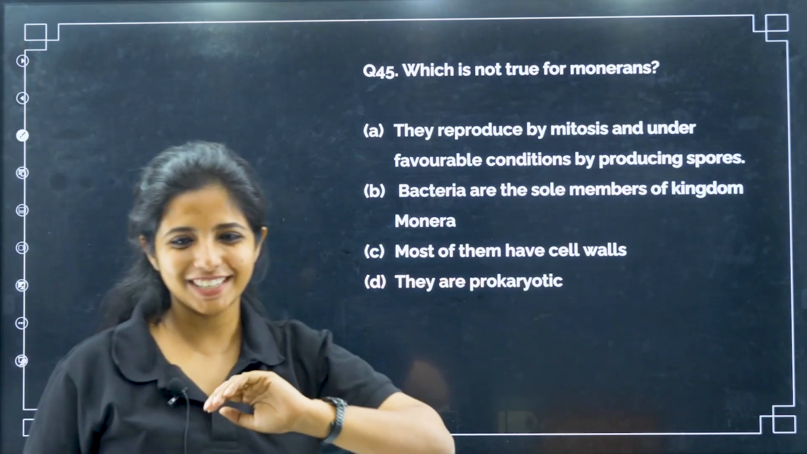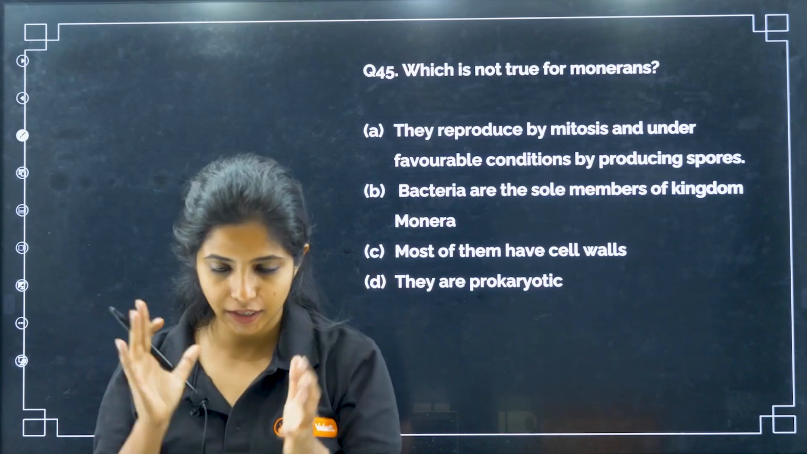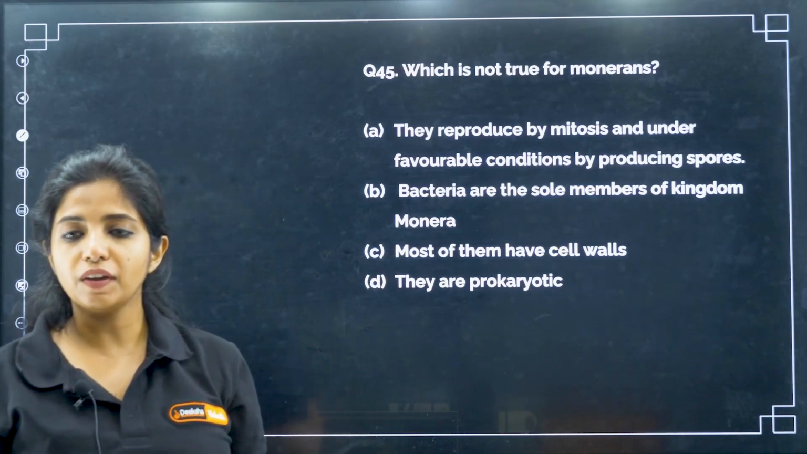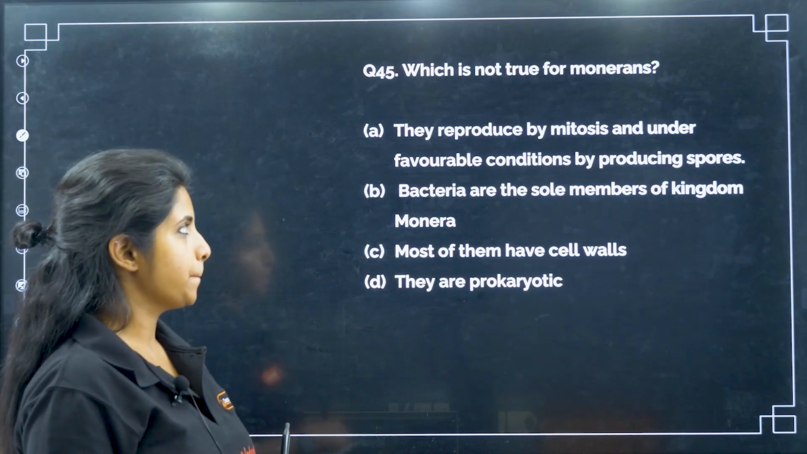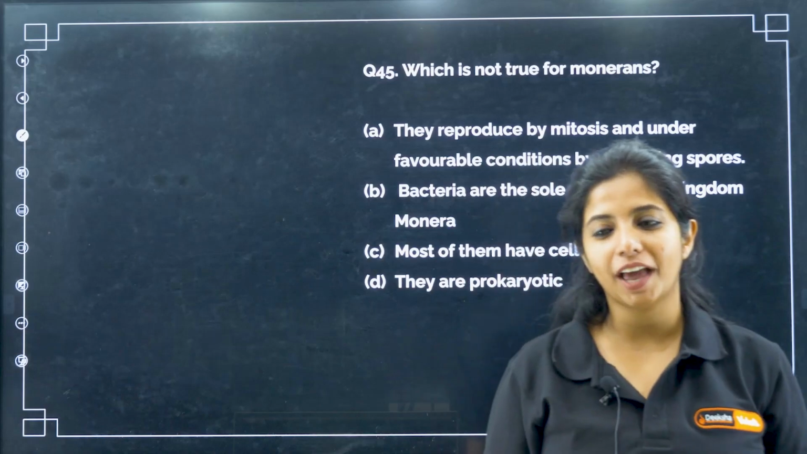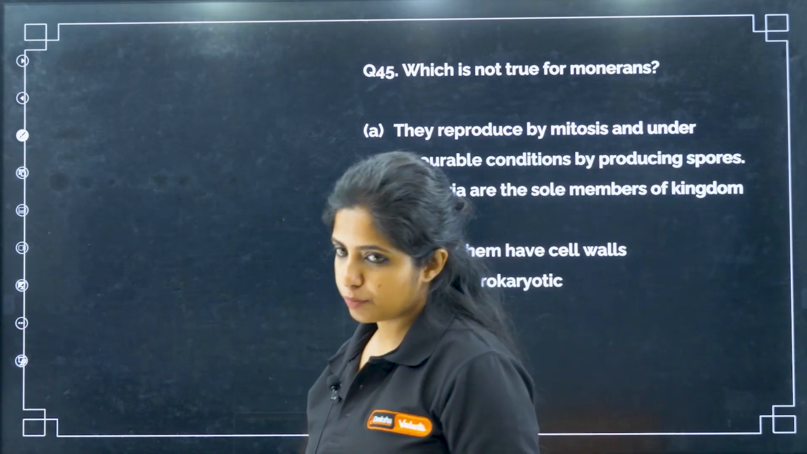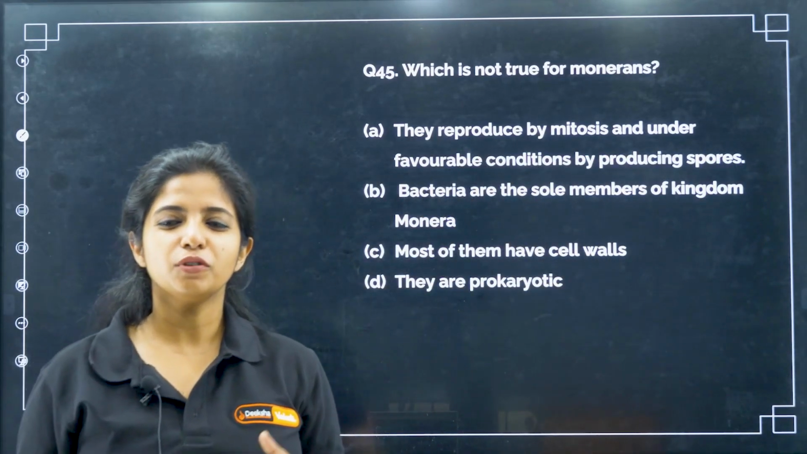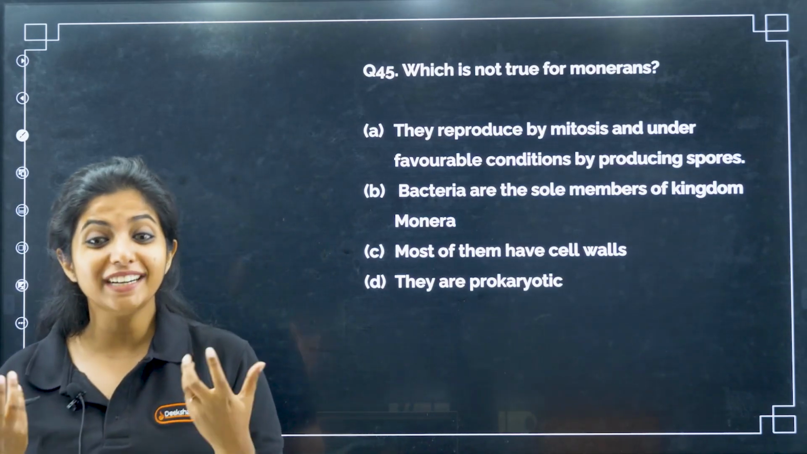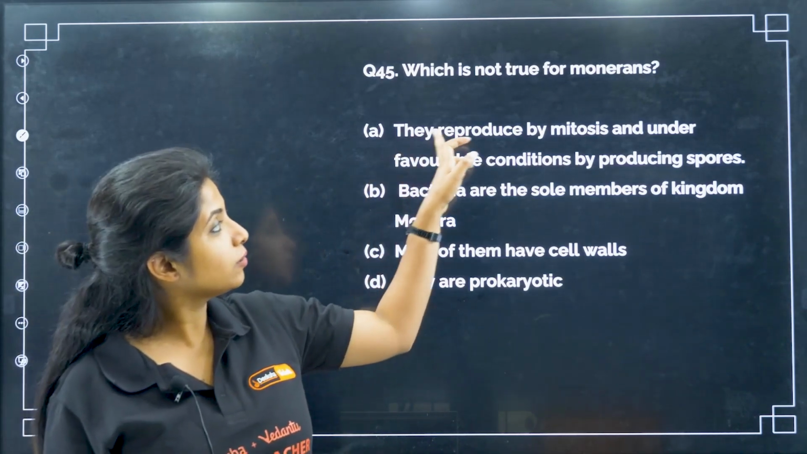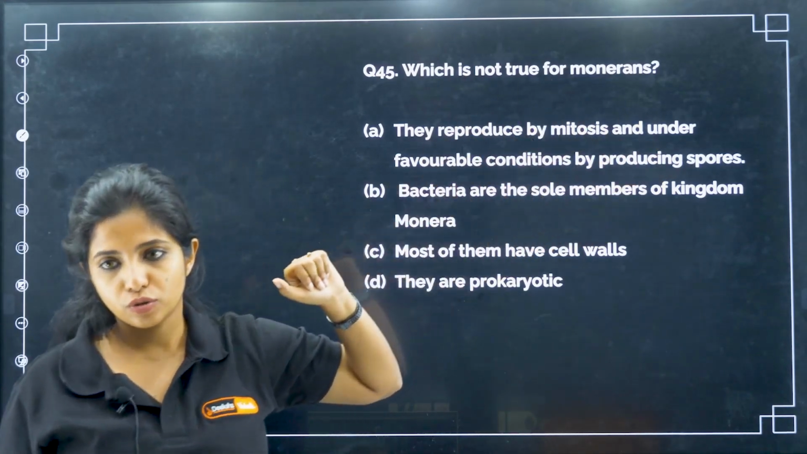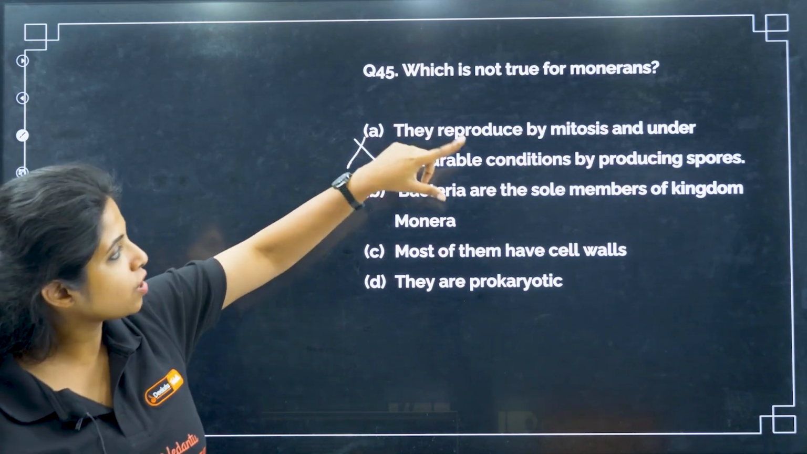Now, the last question which is out there, which is not true for monerans, my dear children. They reproduce by mitosis and under favorable conditions by producing spores. I have mostly heard that it is during unfavorable conditions that an organism switches to production of spores. And bacteria, the monerans, they rely on the fission method for reproduction rather than mitosis. So I'll say they reproduce by fission and under unfavorable conditions they produce spores. So this is wrong. This is not true.